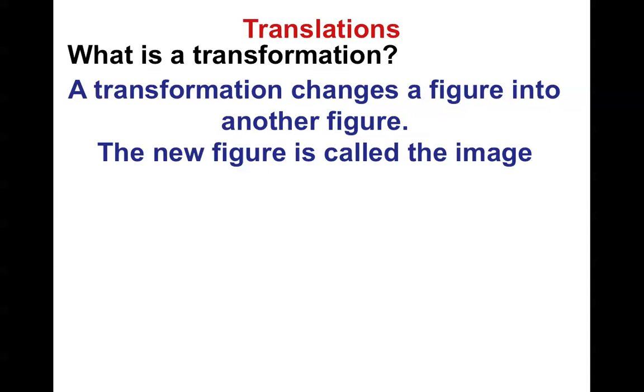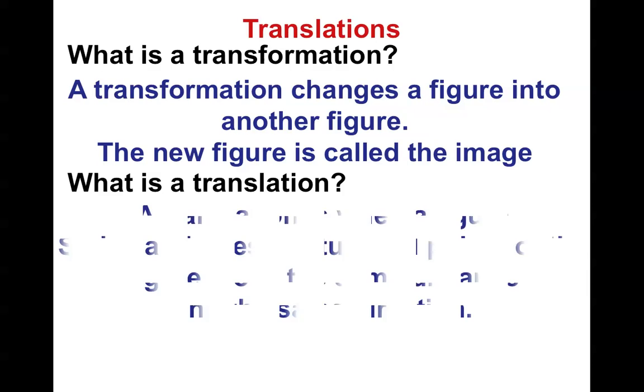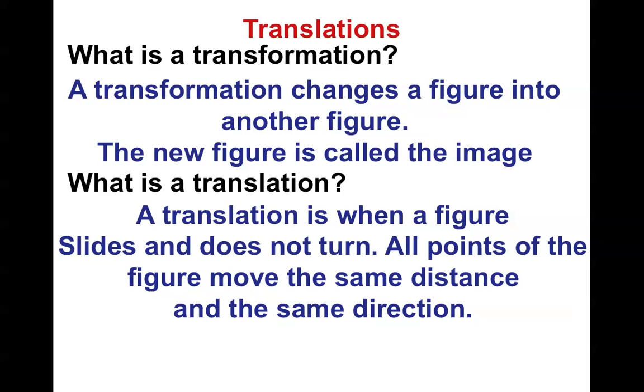A transformation is when you transform one shape into another shape, or when a figure changes into another figure. The new figure is called the image figure. So what's a translation? A translation is when the figure slides but does not turn or rotate. It just slides from point to point. All points of the figure move the same direction and go the exact same distance. Let's see what that looks like.